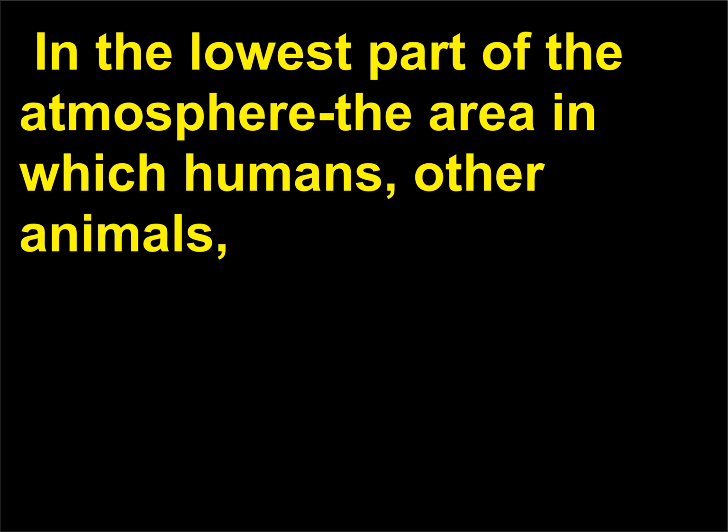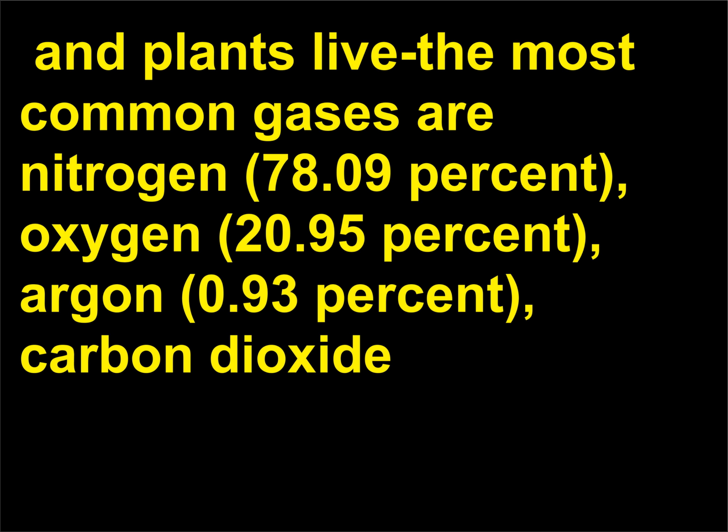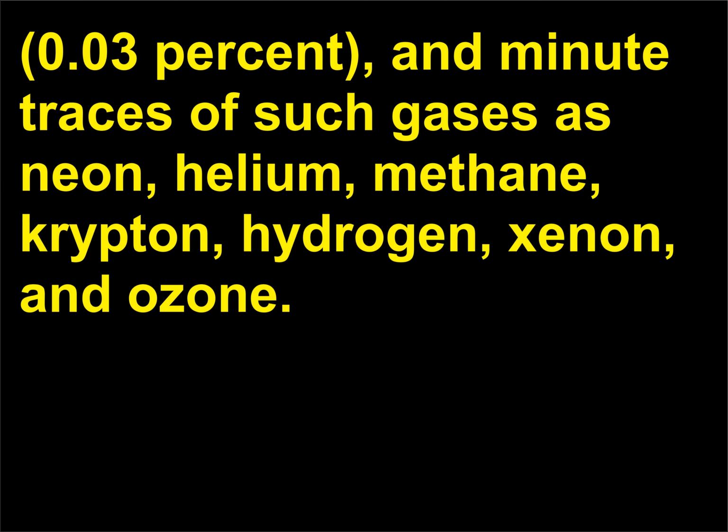In the lowest part of the atmosphere, the area in which humans, other animals, and plants live, the most common gases are nitrogen, 78.09%, oxygen, 20.95%, argon, 0.93%, carbon dioxide, 0.03%, and minute traces of such gases as neon, helium, methane, krypton, hydrogen, xenon, and ozone.